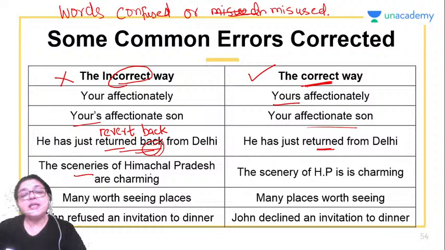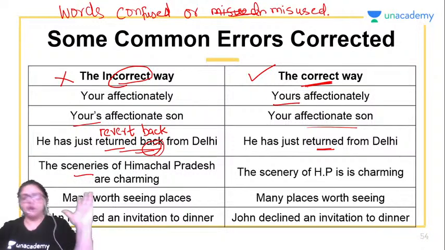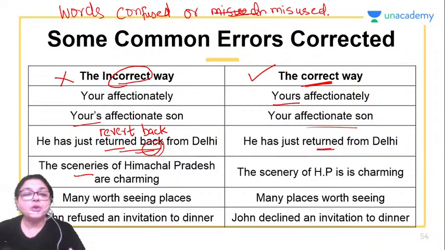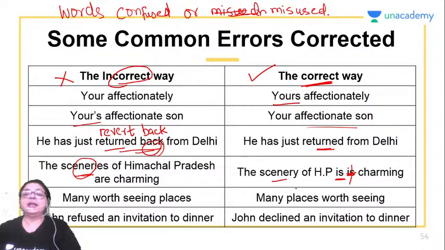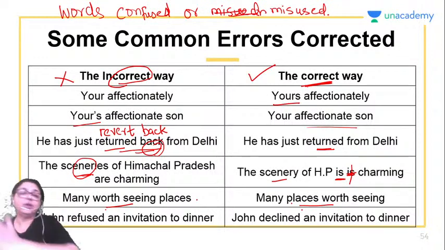The sceneries of Himachal Pradesh. Why? Because we are talking of lot of sceneries. So we are not going to use this word. It's a wrong word. The scenery of Himachal Pradesh is, okay, not are. Is charming, whether we talk of one or whether we talk of many. Many worth seeing places. Himachal Pradesh has many worth seeing places. No, it is not that way. It is places worth seeing. Okay, it has places worth seeing.